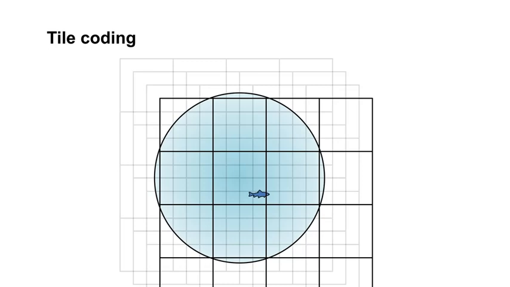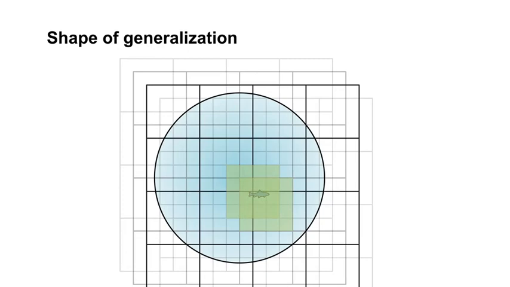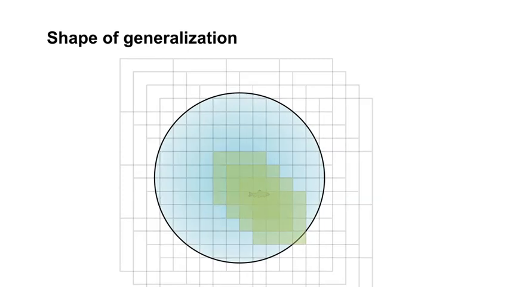In practice, it is useful to use a large number of tilings. For one tiling, generalization only occurs within the square, but with multiple tilings, updates in this state generalize to these other states. The generalization in this case is diagonal. If we had used random offsets, then the generalization would be more spherical and homogeneous. This is discussed more in the textbook.